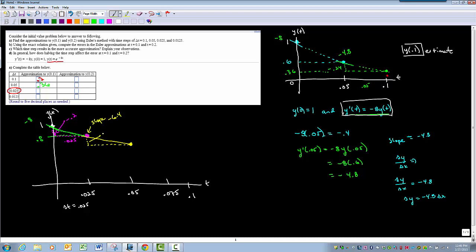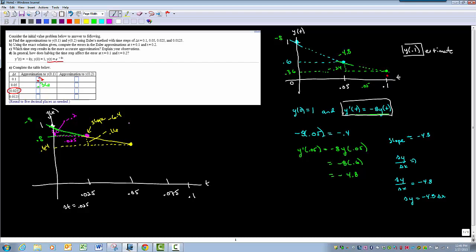So this length right here is 0.16. If this is down by 0.16 and we were at a height of 0.8, let me grab my calculator here. We were at a height of 0.8, we subtract 0.16, and we're now at a height of 0.64. So this point right here is at a height of 0.64.